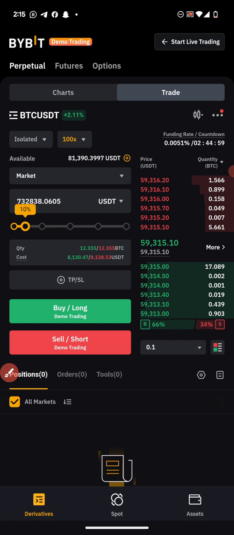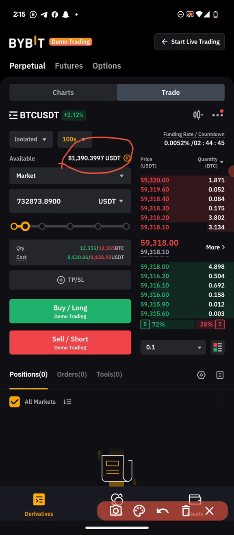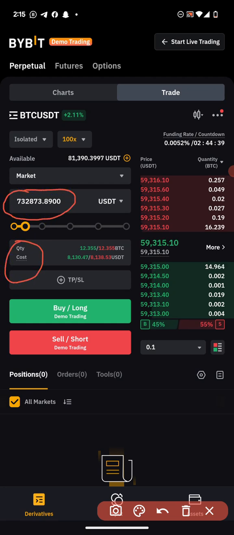Now I drag this particular period. Maybe I want to risk 10% of my available balance. As I am dragging this, you can see that the USDT is moving. What to pay attention to here is, first this one here, and then these two, which are quantity and cost. At the front of that quantity and cost, you are going to see something like this, which is what you are going to pay attention to.